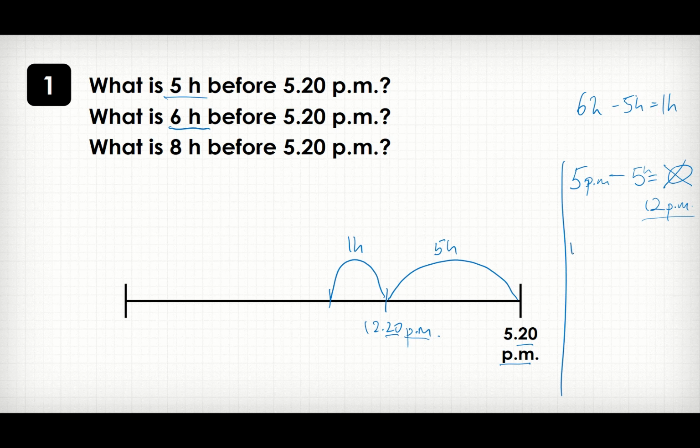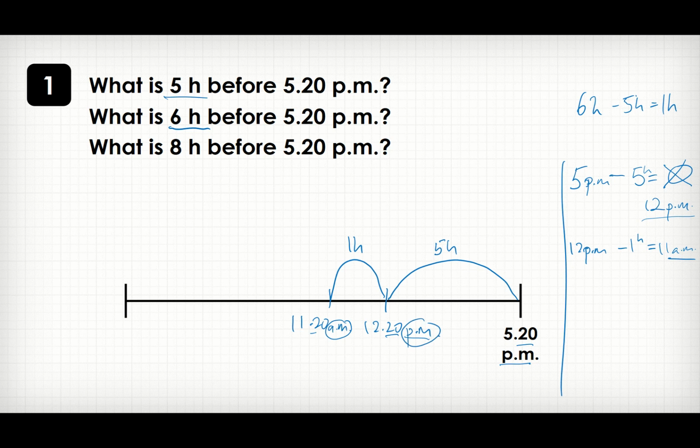Okay, so 12 p.m., if I minus 1 hour, that will give me 11 a.m. So the answer will be 11:20 a.m. Now, 12 minus 1 is 11, that is clear. The minutes don't change.